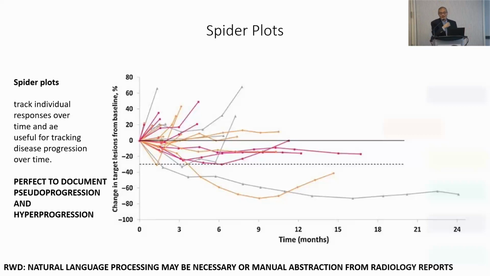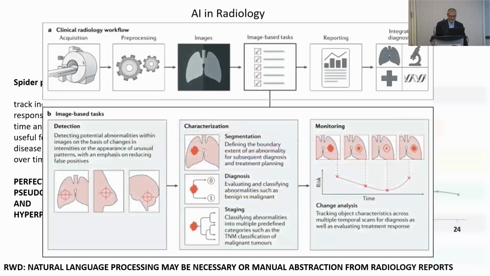That might be hyperprogression, for instance. So spider plots are particularly useful for tracking this. Great for clinical trials, really difficult to do in the real world setting. Okay, I'll take questions at the end.